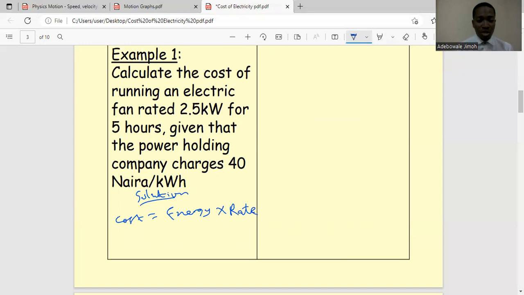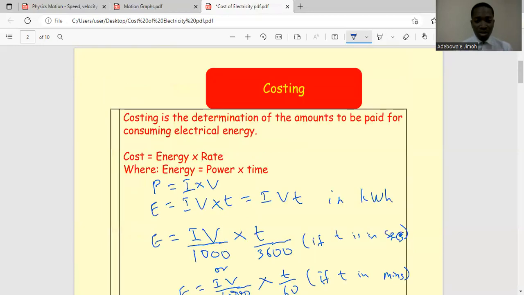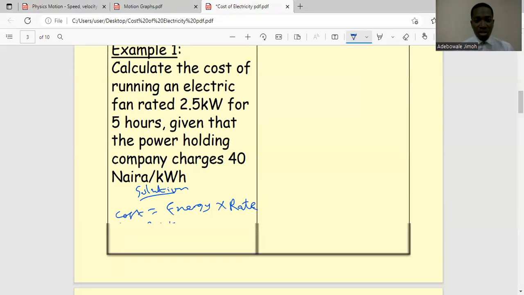Now in this question, we have our energy as power multiplied by time, just as stated by the formula here. So if in the question you are given the power and you are given the time, multiplying these two will give you the energy. Once you get the energy, just go and multiply energy by the rate. You get the amount to be paid for consuming electrical energy.